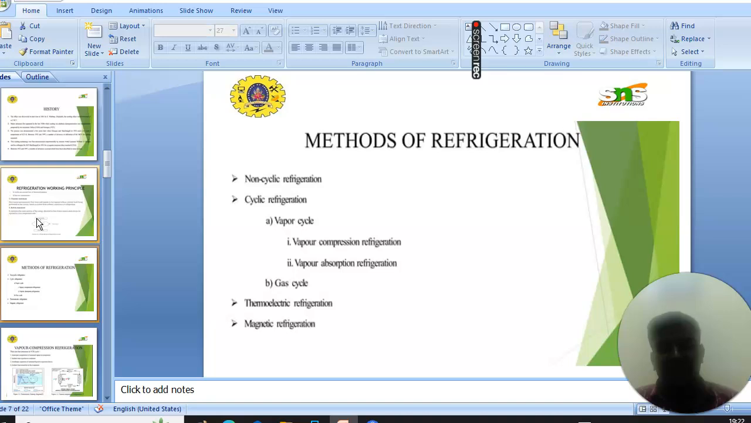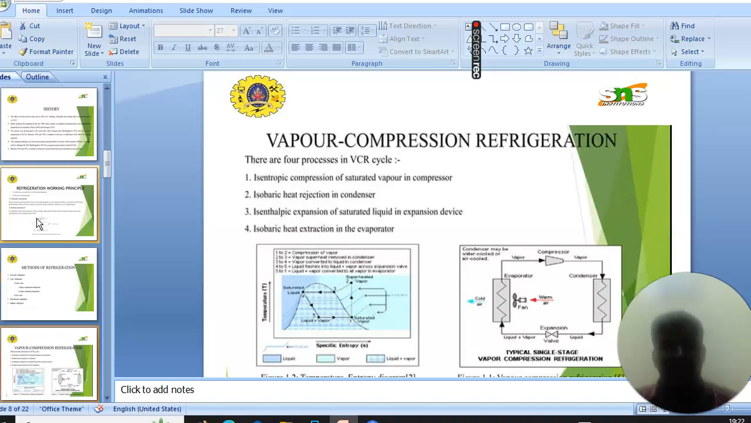The next will be methods of refrigeration. The methods are non-cyclic refrigeration and cyclic refrigeration, which includes the vapor cycle, that is vapor compression refrigeration and vapor absorption refrigeration, and finally the gas cycle. The next are thermoelectric refrigeration and magnetic refrigeration.